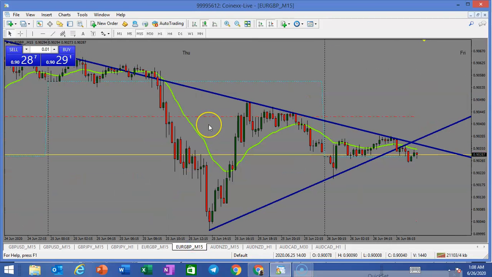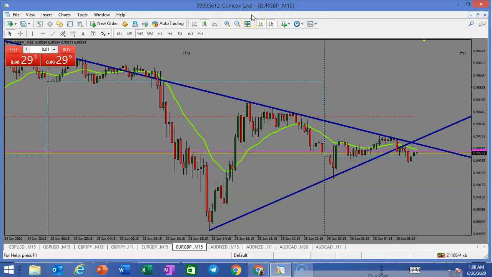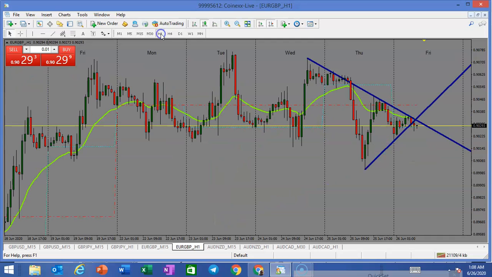EURGBP. Okay, so we broke out. No, did we break out? Oh, we broke out. Okay, we broke out to the downside. So we're waiting for the retest.